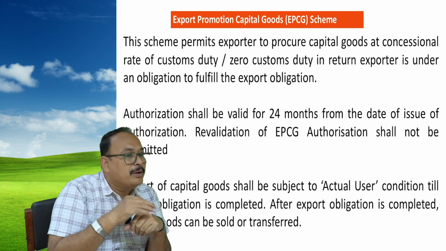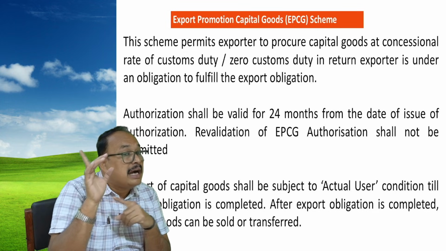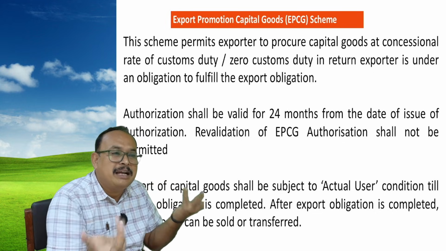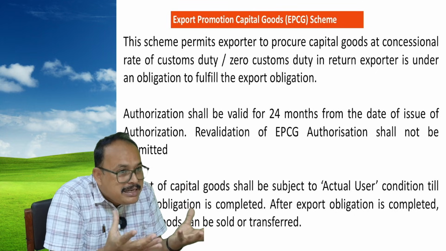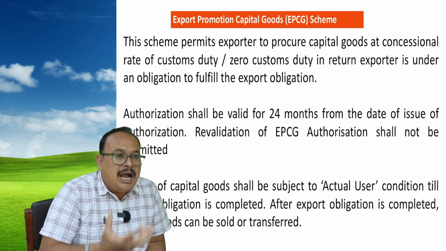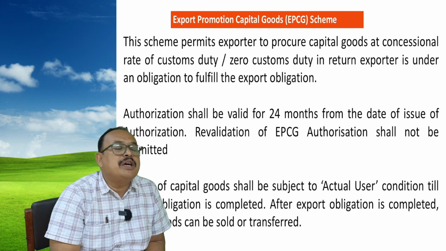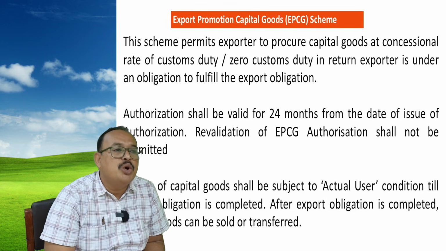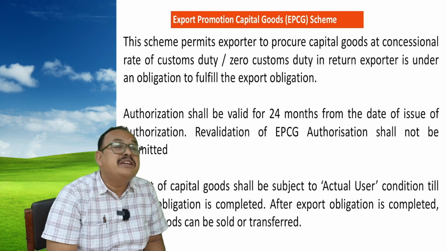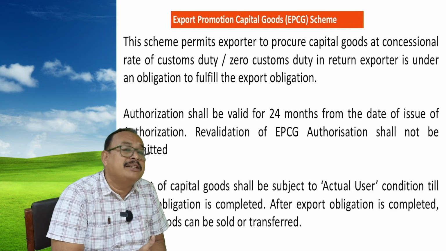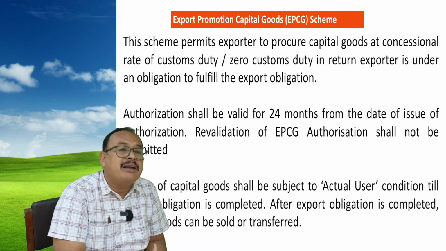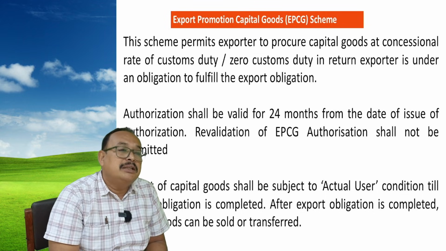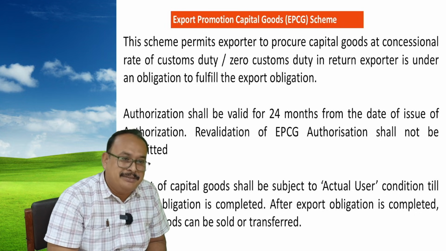If I import capital goods, advance authorization does not apply. What applies? Export promotion capital goods. So the concept behind it remains one and the same. I am allowed to import the capital goods without payment of import duty. But those capital goods are used in the manufacture of finished goods, and the finished goods are exported by fulfilling the export obligation. There are two types of export obligation for me under the EPCG scheme. One is called average export obligation. The other one is called the specific export obligation.